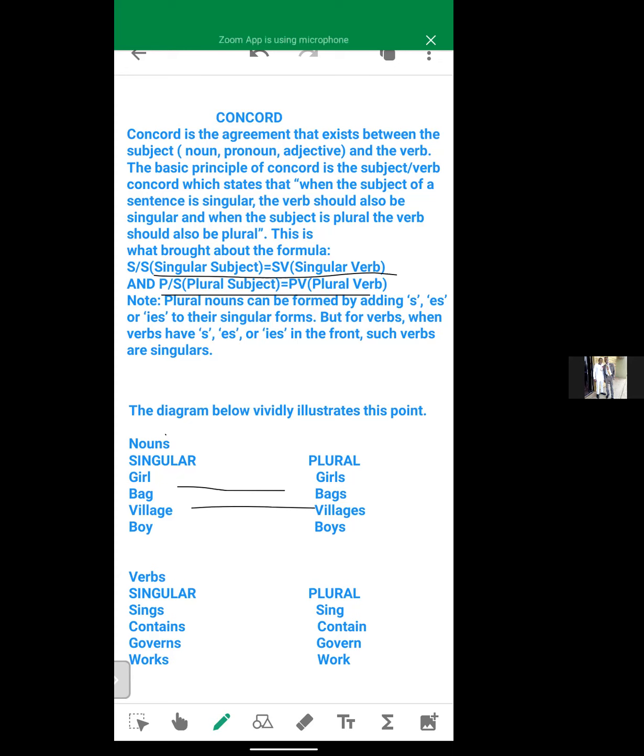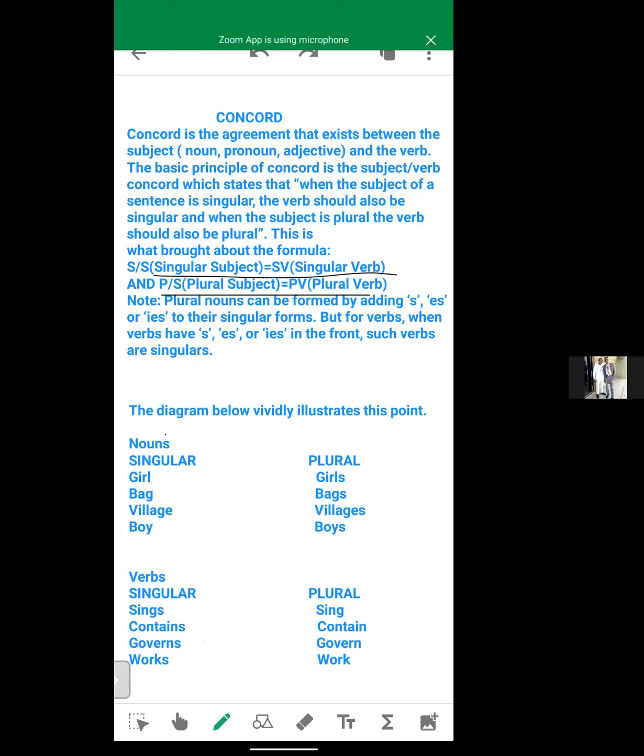Now let's consider verbs. The singular verb is at this side, and the plural verb at this side. Let's see the plural form of sings. The singular is sings, while the plural is sing. Also, contains is the singular form, while the plural form is contain.